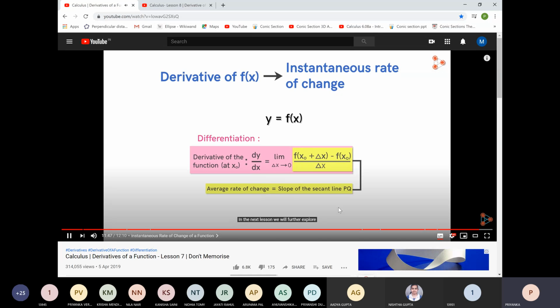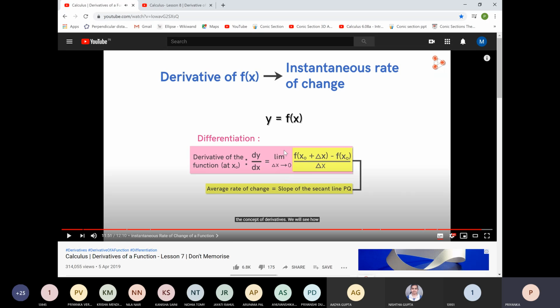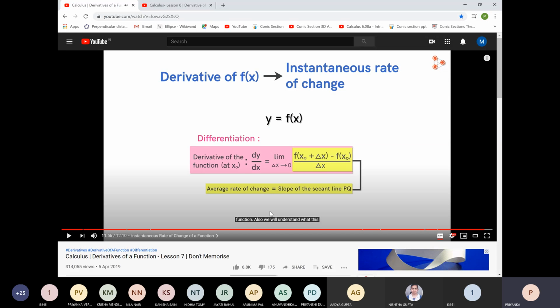In the next lesson, we will further explore the concept of derivatives. We will see how to exactly find the derivative for a particular function. So this is the symbol. You must remember that dy by dx will be written as the derivative of the function y with respect to x, and it will be given by this formula. Limit delta x tends to 0, f of x naught plus delta x minus f of x naught upon delta x.